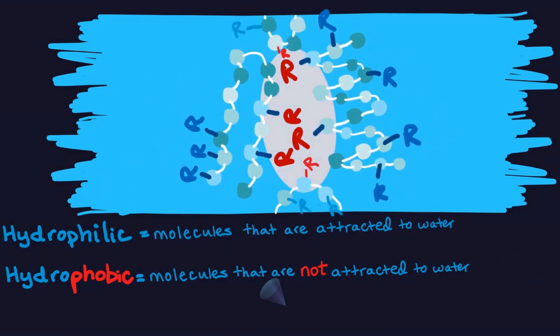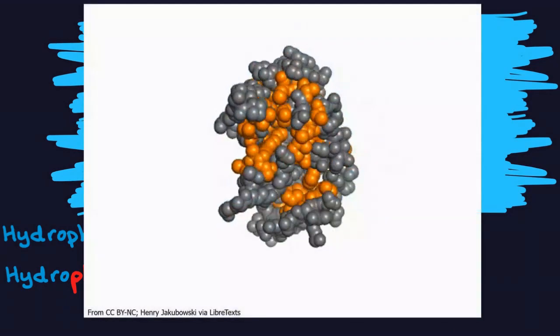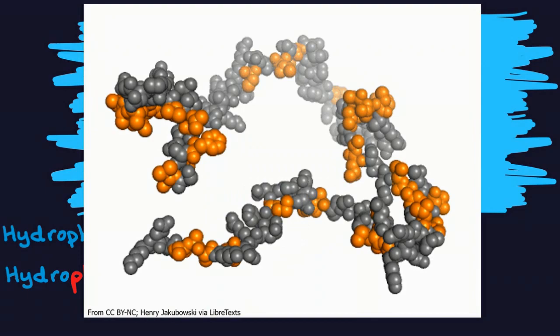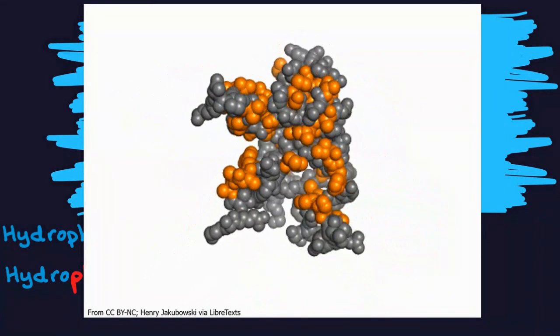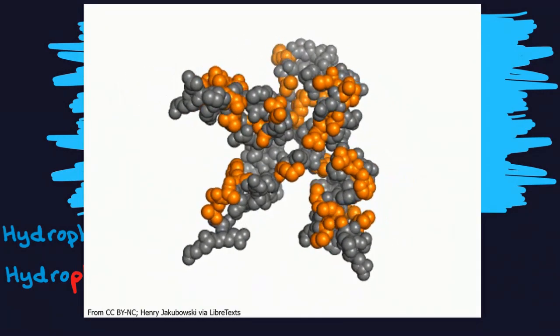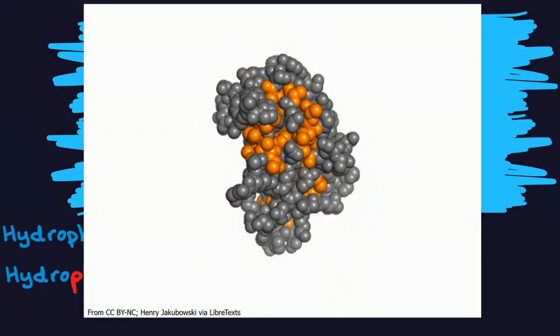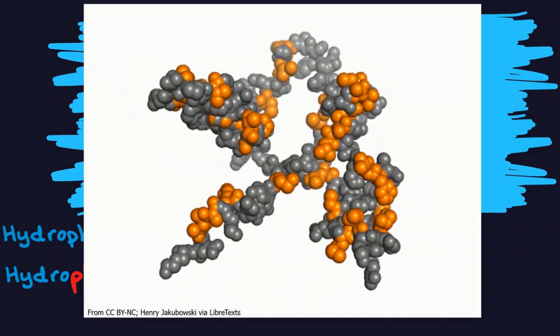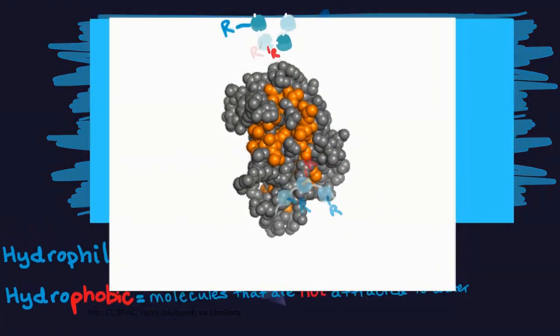of the structure are on the inside of this glob, associating with each other and away from water, while the hydrophilic portions of the structure are on the outside, interacting with the water. Here's actually a GIF I like to show that sort of shows the hydrophobic amino acids getting internalized within the forming protein, while the hydrophilic amino acids are on the exterior, interacting with the surrounding water. Now let's explore how different secondary structures interact with one another in their tertiary structure.